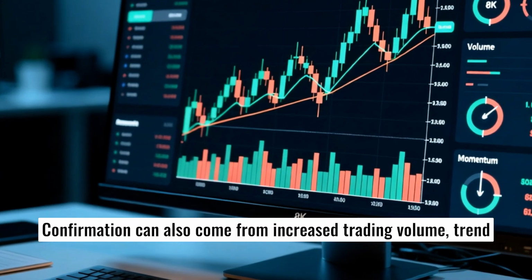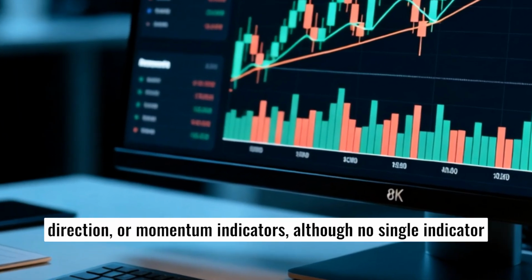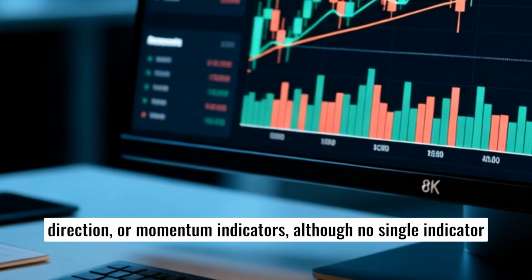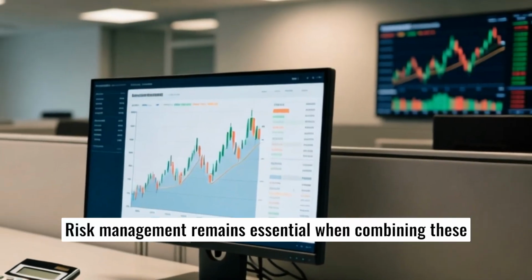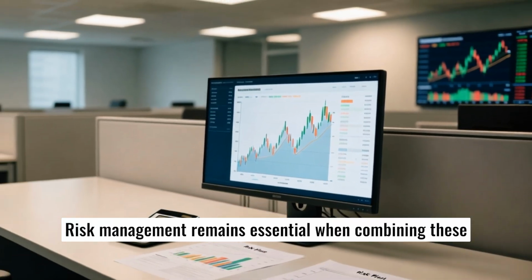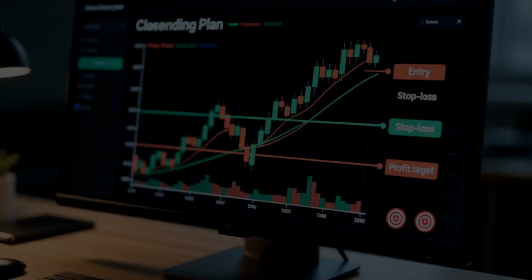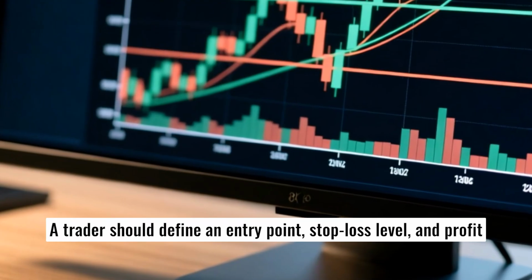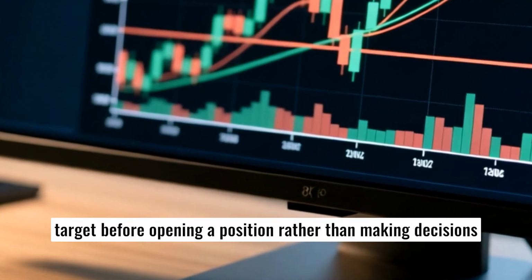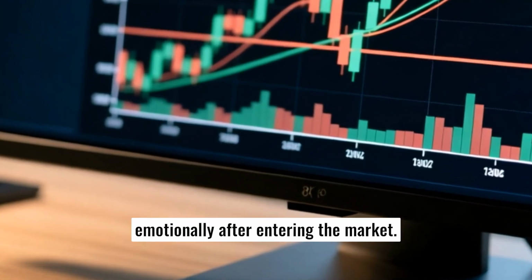Confirmation can also come from increased trading volume, trend direction, or momentum indicators, although no single indicator can guarantee a successful trade. Risk management remains essential when combining these techniques. A trader should define an entry point, stop-loss level, and profit target before opening a position rather than making decisions emotionally after entering the market.